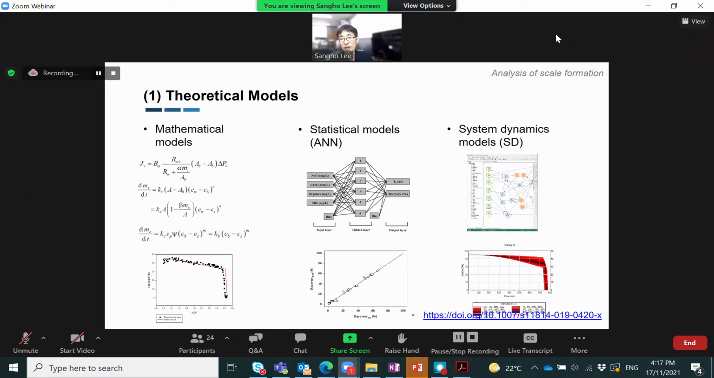Recently, we are working on a new approach, so-called the system dynamics model. In that case, we can have relationships between different sub-processes. With that, we can have a dynamic simulation as well as a Monte Carlo simulation that allows us to consider the uncertainty of the process. So this is one of the new approaches that we are currently working on.